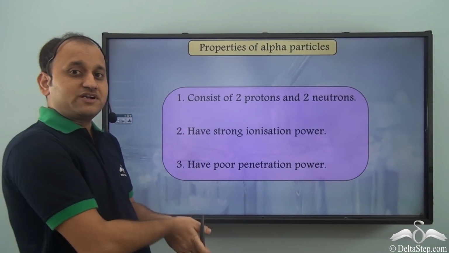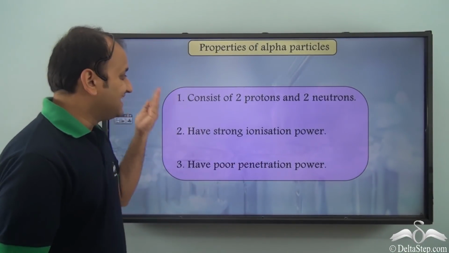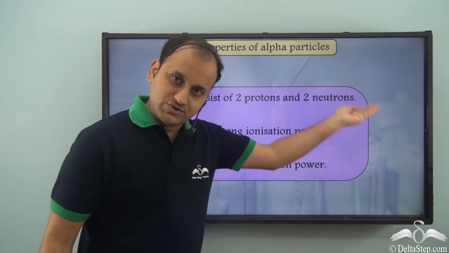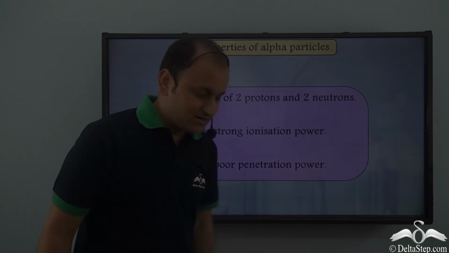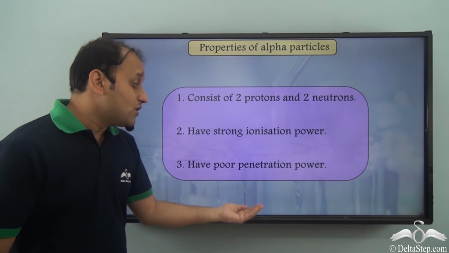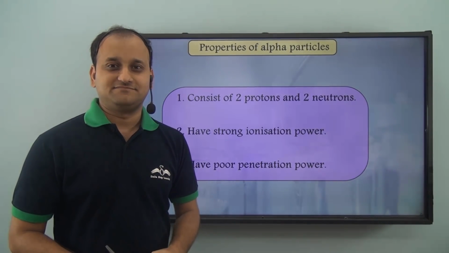So what are the properties of alpha particles? They consist of 2 protons and 2 neutrons. They have strong ionization power and they have poor penetration power.